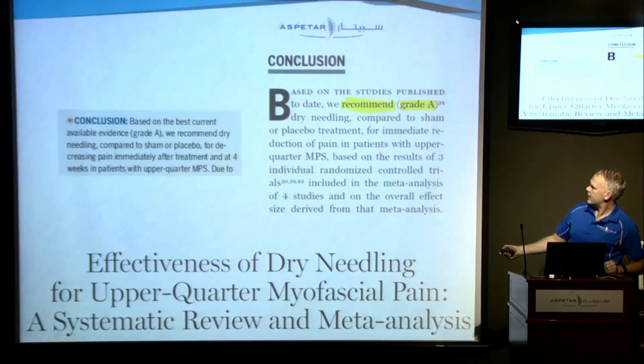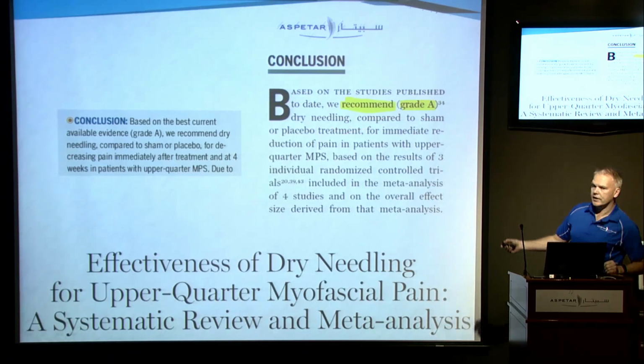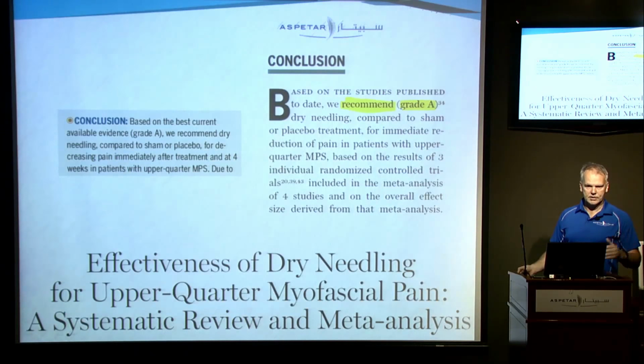What do these guys say in the abstract and in the conclusion? Right, we've got grade A recommended compared to sham, so okay, this intervention works. I think we'd agree on the basis of the evidence, and if we're going to be evidence-based, we'd say you're entirely justified to make this intervention for pain.